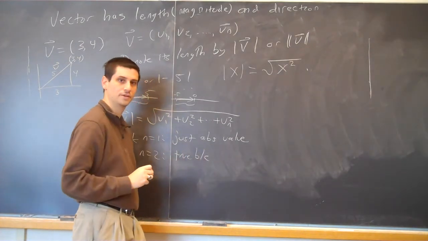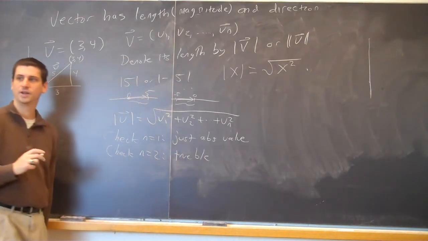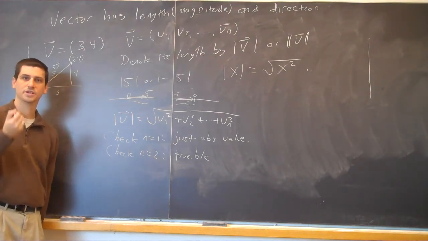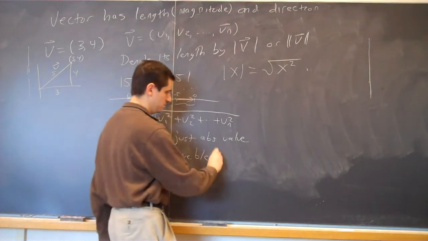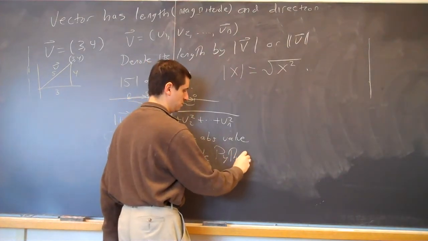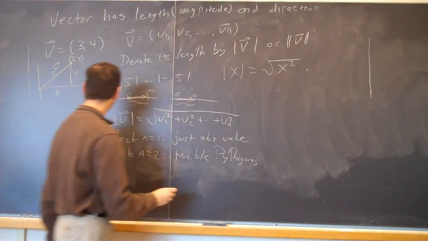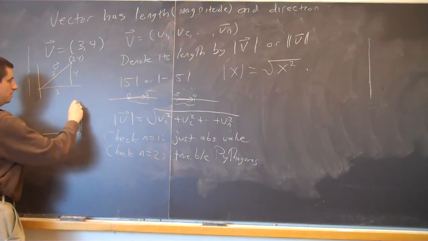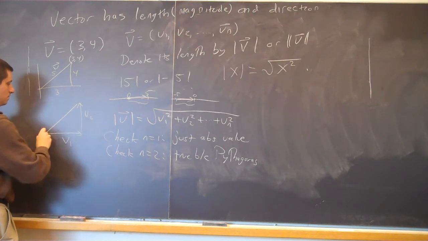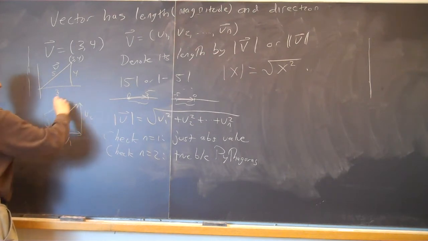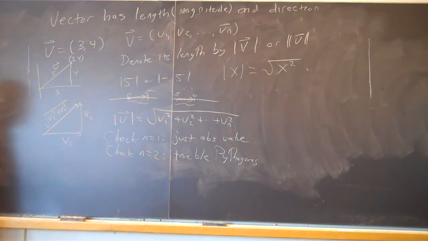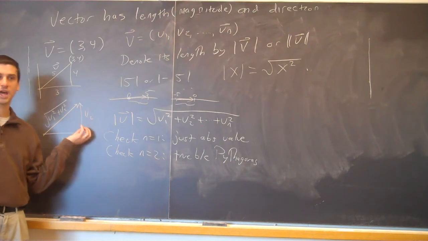It's true because of what? I think I heard somebody say it. It's true because of Pythagoras. Right? In 2 dimensions, here's v1, here's v2. This is the square root of v1 squared plus v2 squared. That's its length. So in 2 dimensions, this is just the Pythagorean formula.